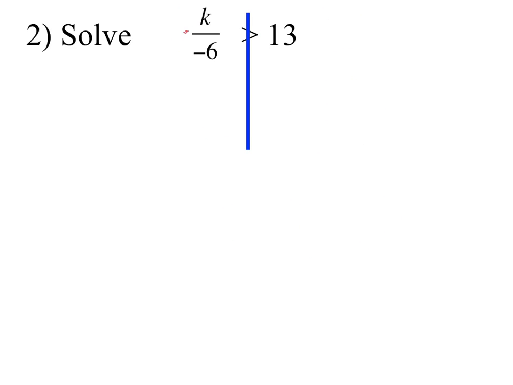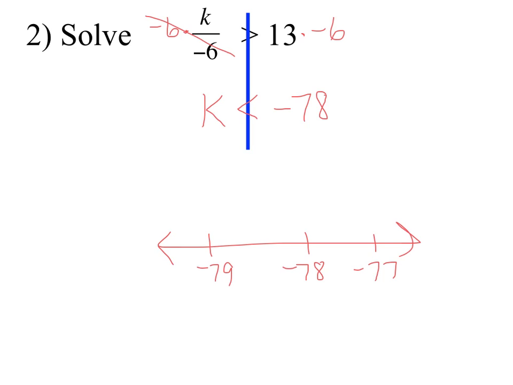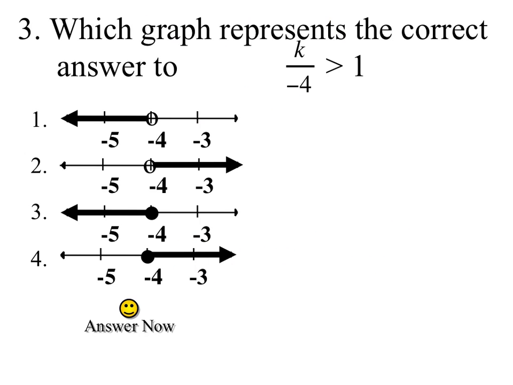Okay, 2, we're going to get rid of that negative 6 by multiplying both sides by negative 6. Since I clearly see both sides being multiplied by a negative, I'm going to go ahead and flip my inequality sign, and I'm going to get negative 78 for my answer. So x is anything less than negative 78, but not negative 78. So again, an open circle, and less than we would shade to the left.